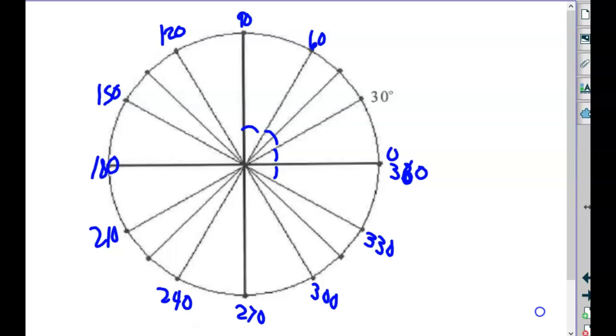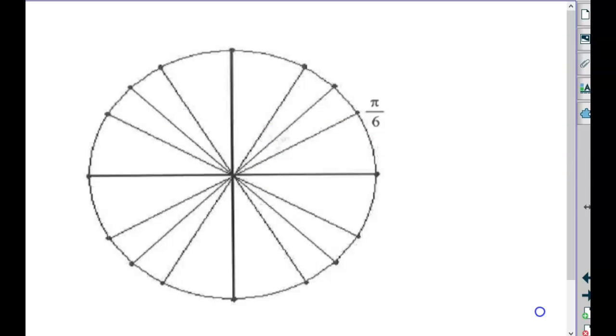Then you go back and you hit the 45s. 45 times 2 would be 90, another 45 is 135, 180, another 45, 225, another 45, another 45. Everybody okay? You can do those? All right, so the degrees we got down. That takes us to the radians.